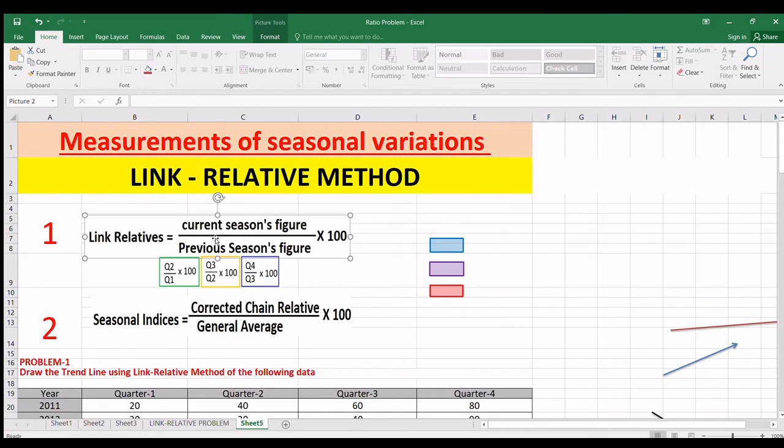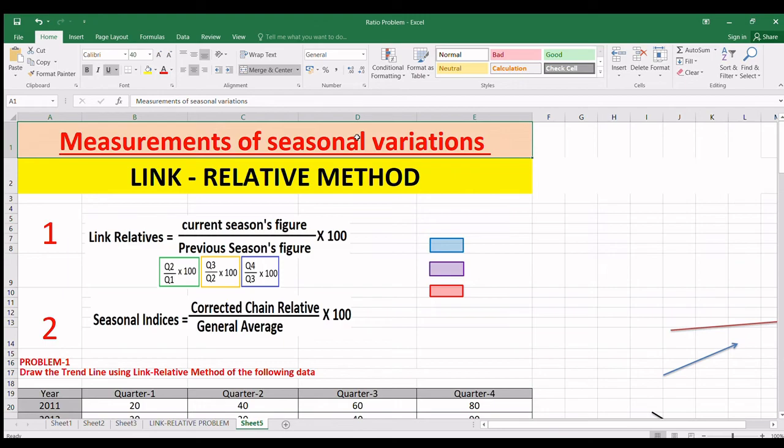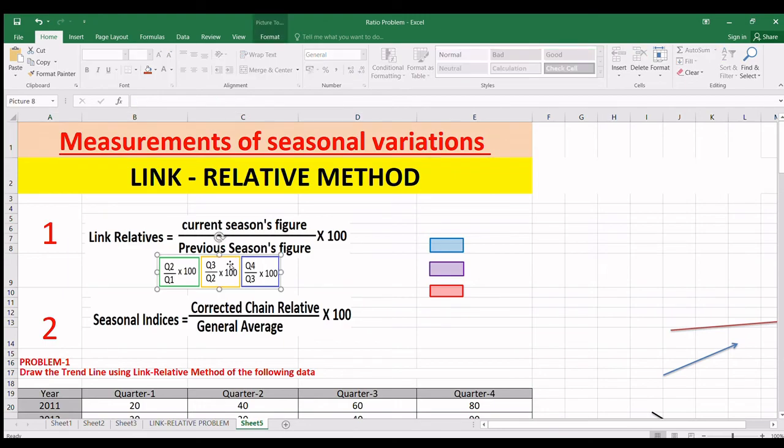So what's the link relative formula? The link relative formula is the current season's figure divided by the previous season's figure. All the data of seasonal variation will be given in the form of quarters, like quarter 1, quarter 2, quarter 3 and quarter 4. So in a year, 4 quarters will be there. In terms of quarters, the data will be given. So here is how you have to find the link relative.